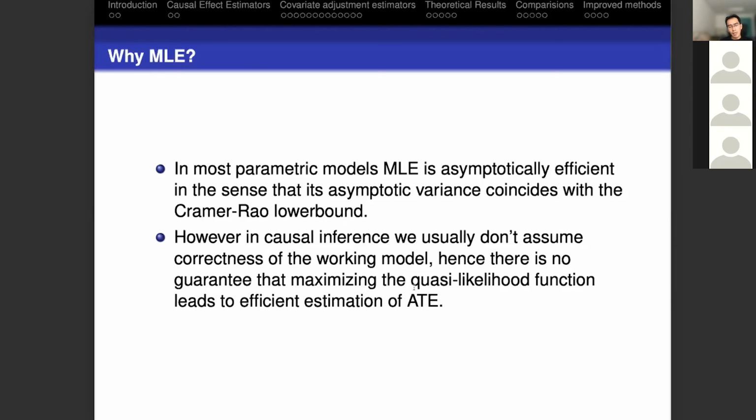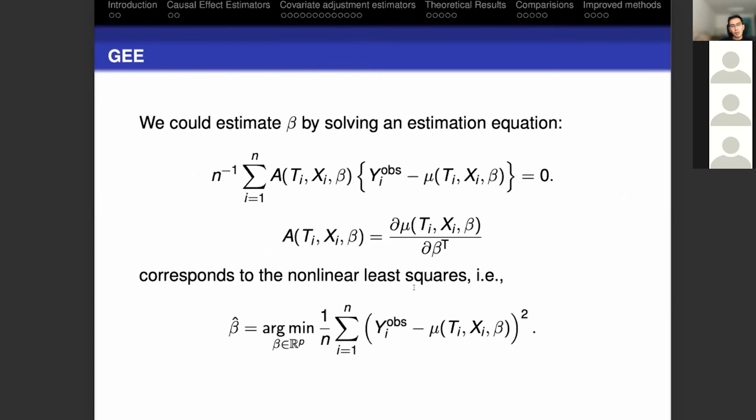But in causal inference, as we see, in fact we do not know if the model is true or not. And we see that even if the model is not right, we still have a consistent estimator of the causal effect, and it has asymptotic normality. So now we think we probably want to use another kind of estimator, say the generalized estimating equations estimator. It is defined with A as a weighting matrix, and if you choose A equal to the partial derivative of the mean function with respect to beta, then this estimator corresponds to nonlinear least squares.